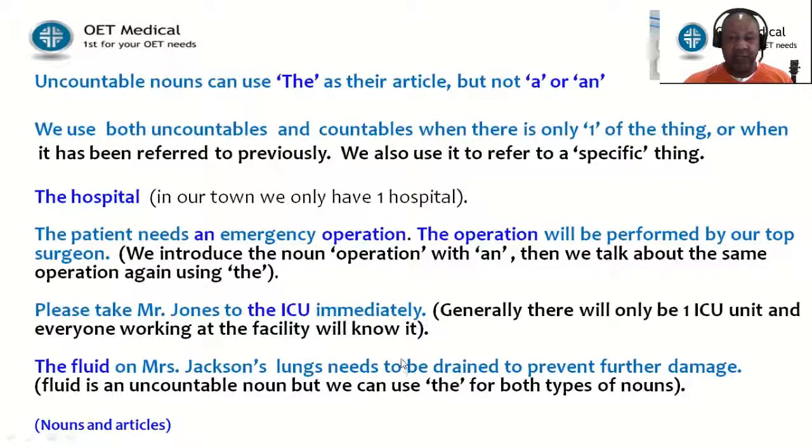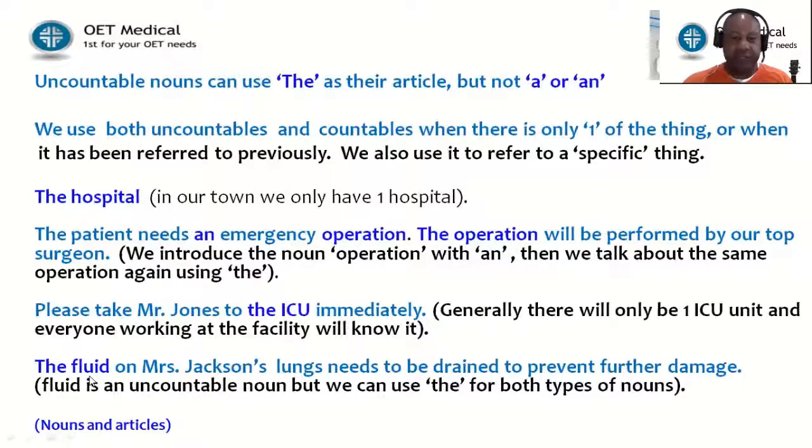And then this is when it's something that the speaker and the listener know about. This is also included. Please take Mr. Jones to the ICU immediately. Usually there is only one ICU unit at a facility. If there are more, you have to be specific. Take Mr. Jones to the ICU unit on the 2nd floor or on the 1st floor, wherever it is. So that's how you distinguish it. But if there's only one, you say the. So these are all countable.